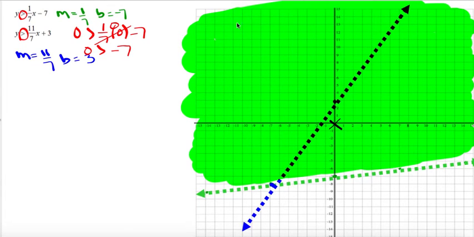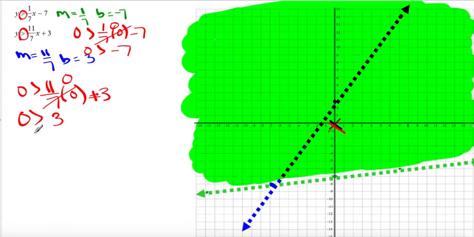And then I do the same thing for the second inequality. I plug in the origin, the 0, 0 point. So I have 0 is greater than 11/7 times 0 plus 3. So 11/7 times 0 is 0, plus 3, which is 3. So 0 is not greater than 3, so I have to shade everything that's to the left or above the blue line.